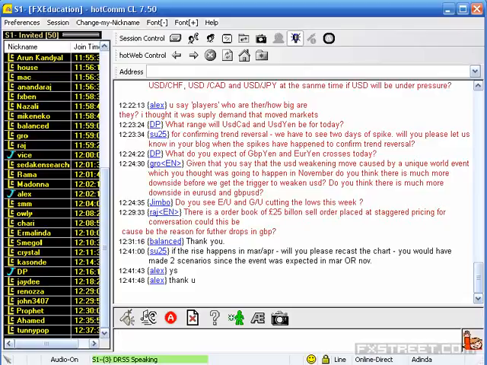Okay, now SU25. For confirming trend reversal, we have to see 2 days of spike. And will you please let us know if you are blocked when the spikes have happened and to confirm trend reversal? Yes, definitely. I will try to give in the blog beforehand when the spike is expected.